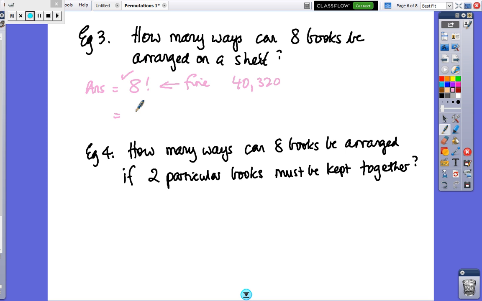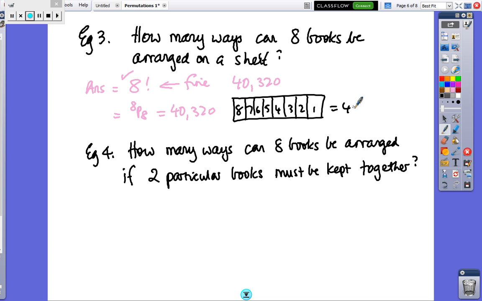The other way it could be expressed would be 8P8, and that also equals 40,320. And of course, if you were going to do the box approach, it's 8, 7, 6, 5, 4, 3, 2, 1, and that equals 40,320. Okay, so that's fine. Now, we're going to look at a series of questions that get a little bit trickier each time.